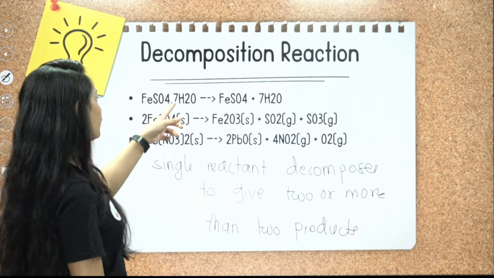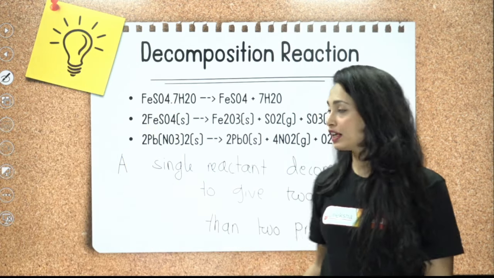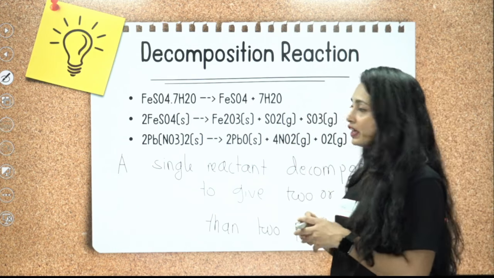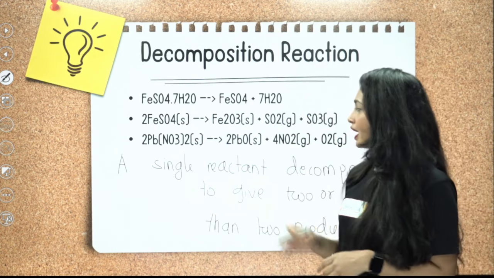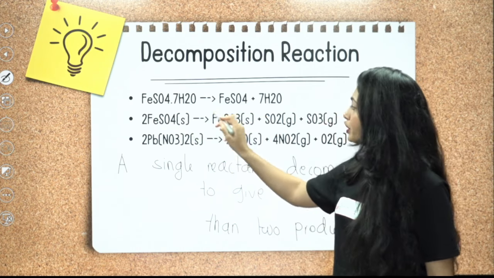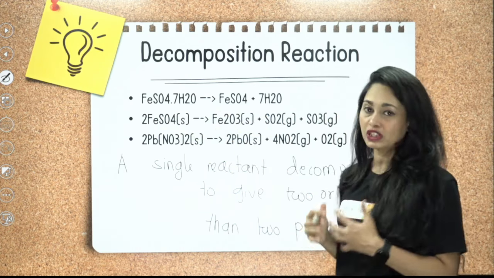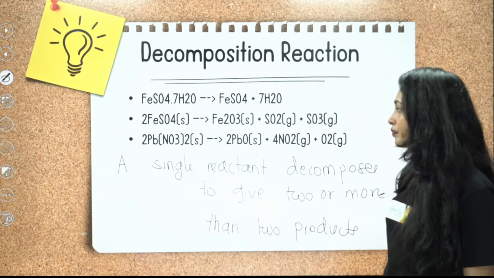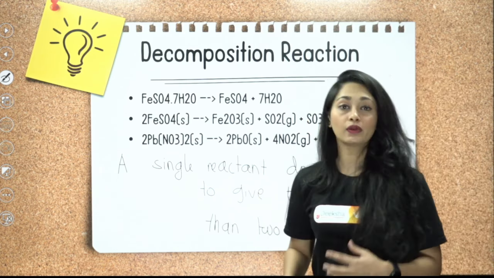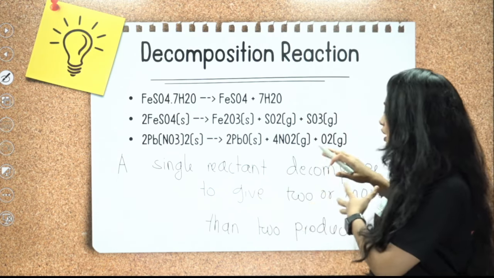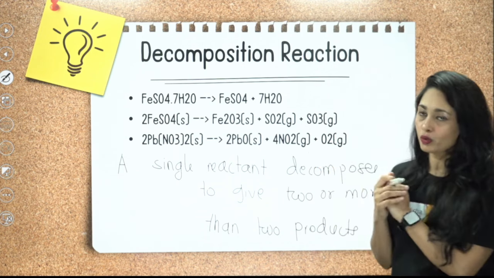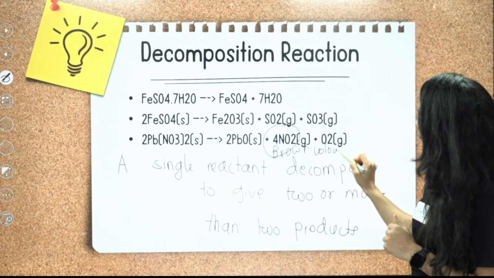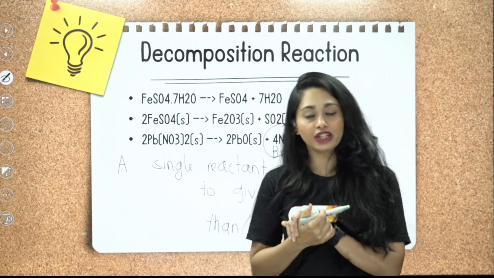Here, ferrous sulfate heptahydrate, FeSO4.7H2O, is going to decompose to give ferrous sulfate and 7 molecules of water. And this ferrous sulfate is going to break down to give Fe2O3, ferric oxide, and SO2, sulfur dioxide, as well as sulfur trioxide gas. And 2Pb(NO3)2, that is lead nitrate, is going to decompose to give PbO, NO2 and O2. This is a brown color gas. So these are some examples for decomposition reaction.